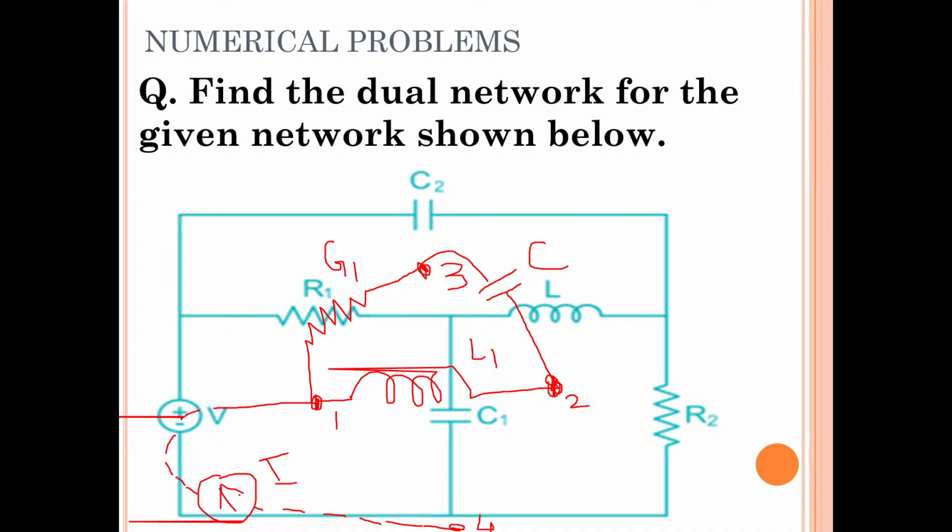Now, here R2 is there. R2 is connected to the reference node, isn't it? So R2 should be replaced by a conductance, whose value is G2.